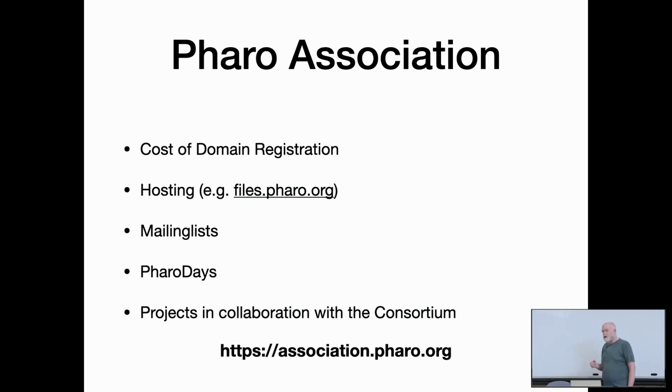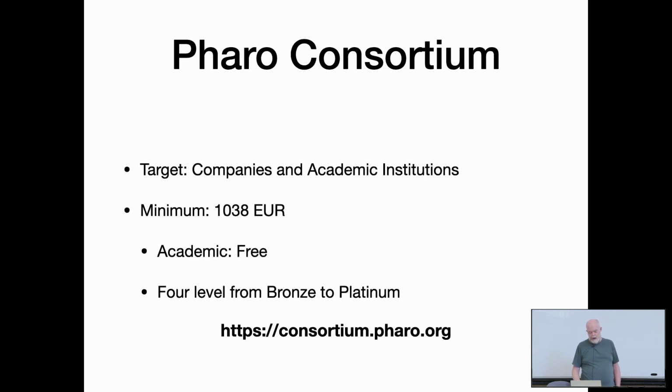And then, of course, if there are resources left, then we use that in collaboration with another structure, which I will explain next. And that is actually the Pharo Consortium. The Pharo Consortium targets companies and academic institutions. The minimum contribution that you can give as a company to be a member of the consortium is right now 1,038 euros. So it started with 1,000, but we need to increase for inflation. There's an automatic inflation increase in the cost per year.